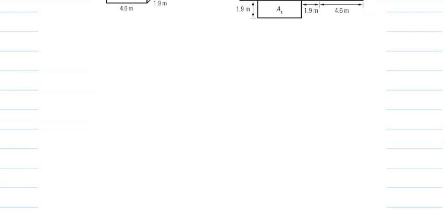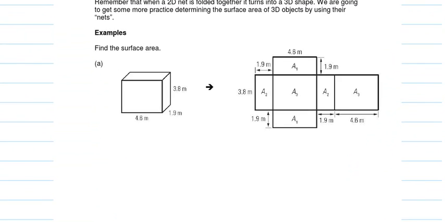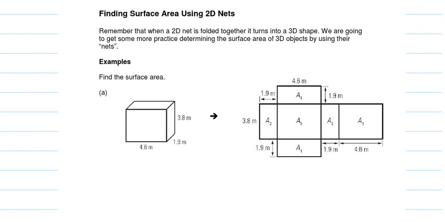So, as I said, we're going to use the net to find the surface area of a 3D shape. Okay? So what you're going to do, you have your 3D shape. You're going to draw it into a net. You're going to find how many of each square or rectangle you have, and you're going to find the area of that, and then you're going to add them together.